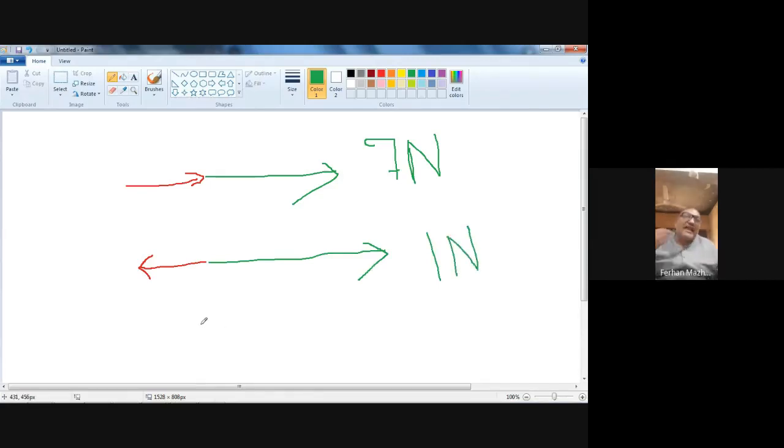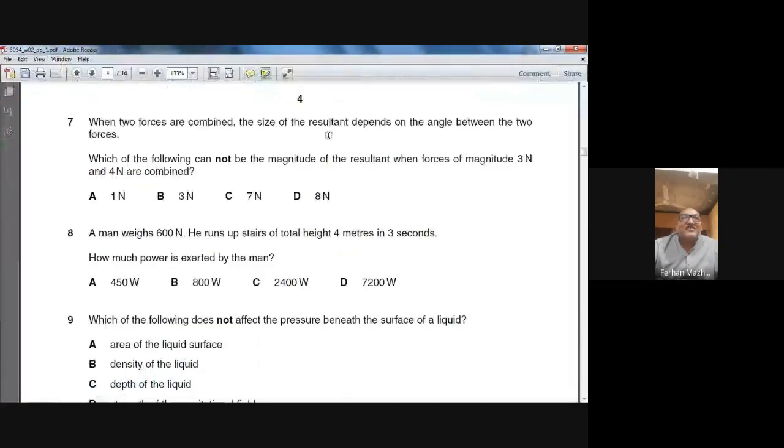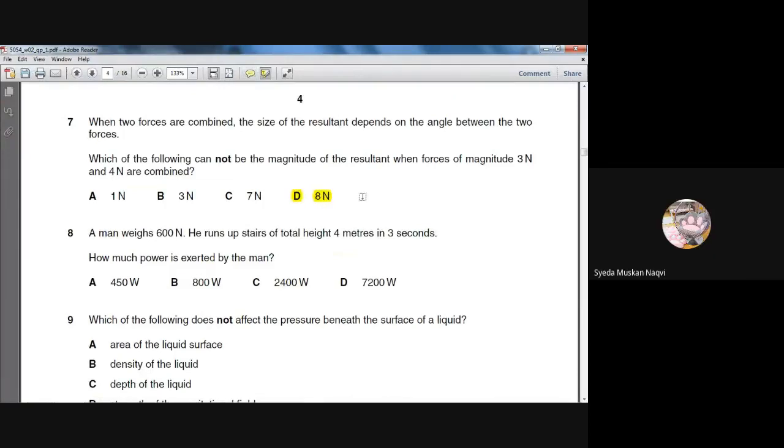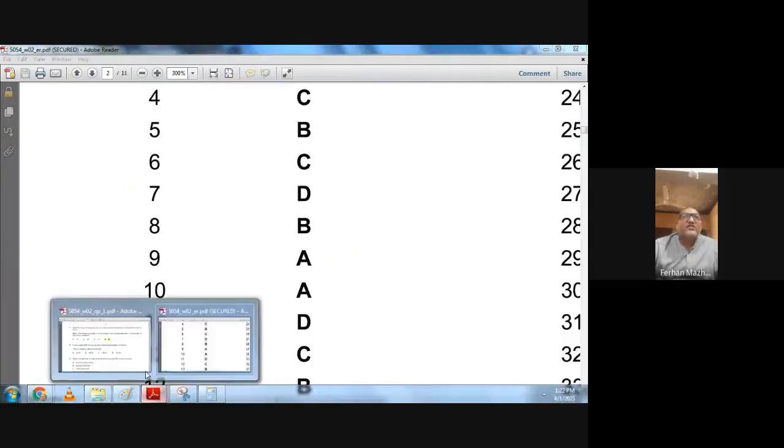So when they are acting in the same direction, the angle between them is 0, and the resultant will be 7. And when the angle between them is 180, meaning they are acting opposite to each other, their resultant will be 1 Newton. So the value of their resultant can vary from 1 Newton to 7 Newton. Any value which is out of this cannot be the answer. So what do you think? 8 Newton. Yeah, 8 Newton is out of the range. Okay. So question number 7, D is the choice. We are right. Okay, so we are moving to the next question.